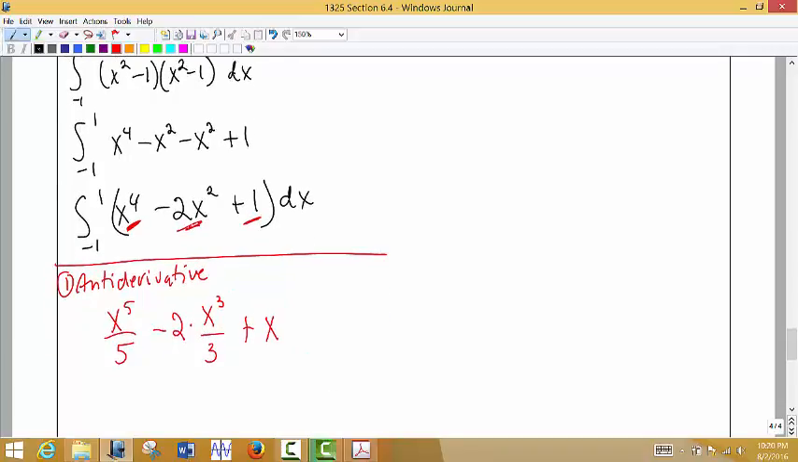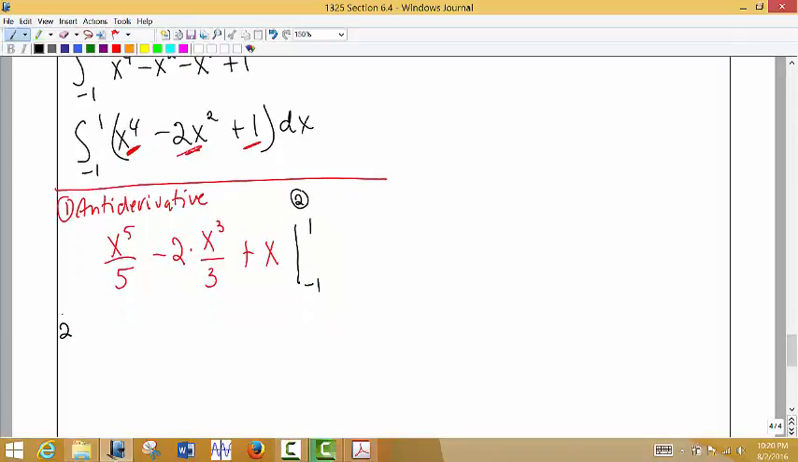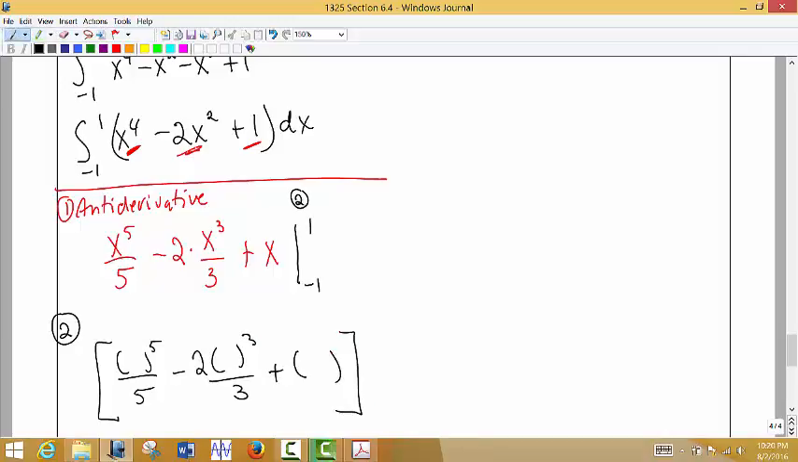Okay, so we find the antiderivative. Now, the second step we said was we want to evaluate that antiderivative at the upper and lower limits of integration. So step 2, I'm going to write down a bracket, and I'm going to put down everything except for x. Let's write that 3 a little bit nicer. Okay, so bracket, and then we're going to put minus, and then everything that we just wrote again in the brackets.